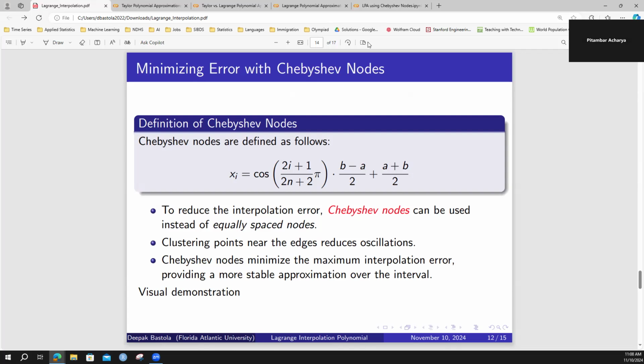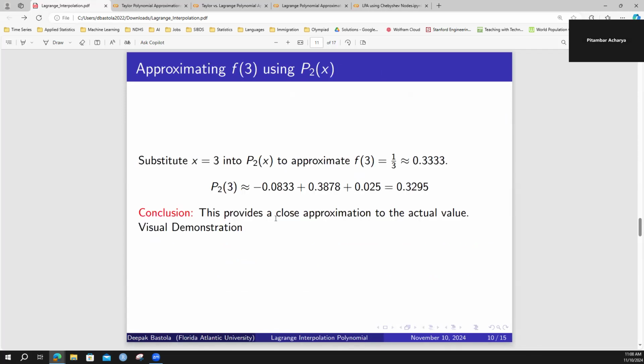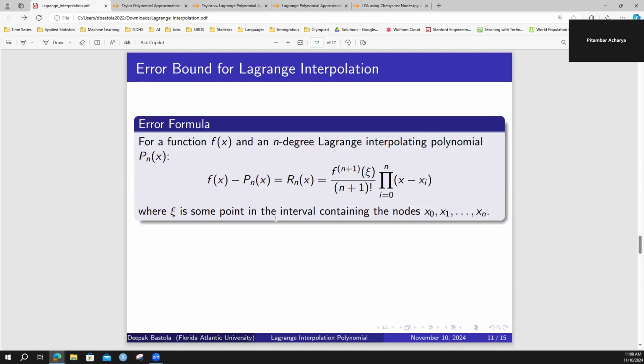Right. If you want to go further, in the formula here, x minus xi is the distance from your x value to the node, right? These xi are all the nodes, where i is 0, 1, 2, and so on. So this is something that you could minimize to minimize your error, right?